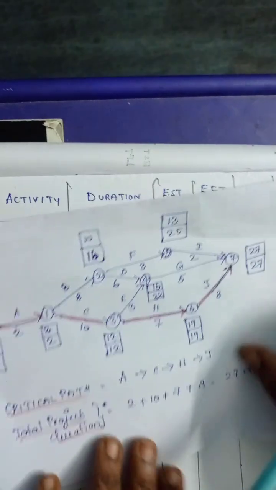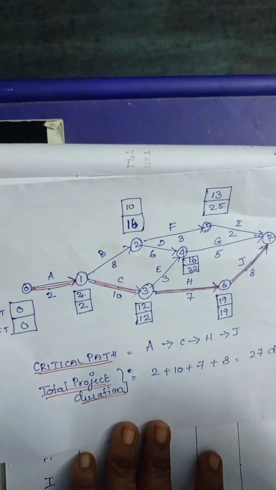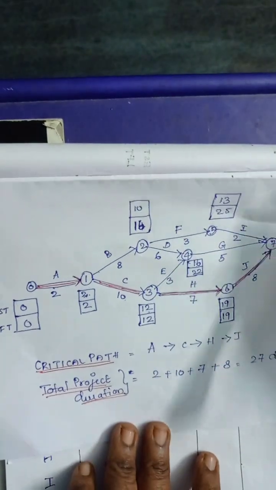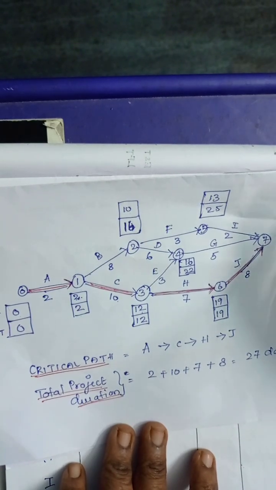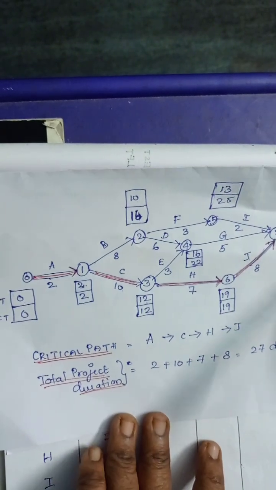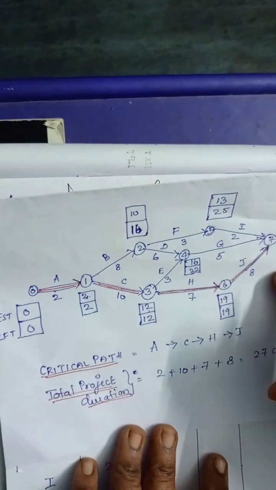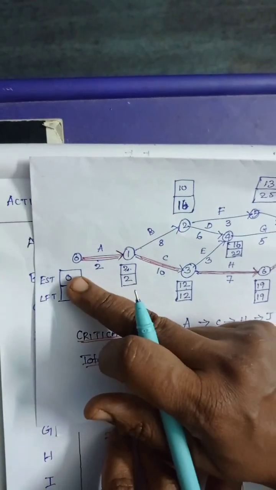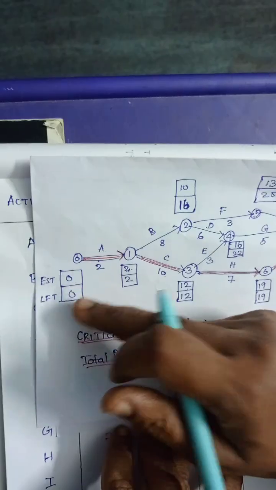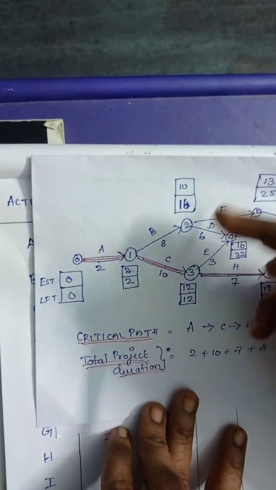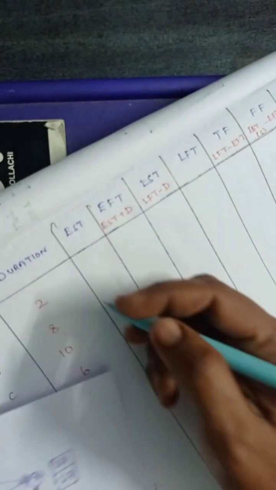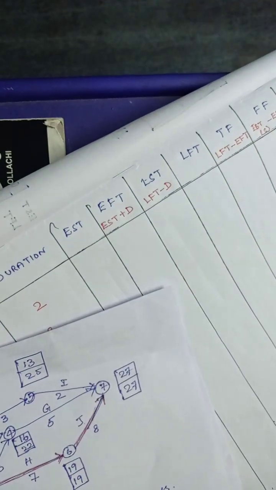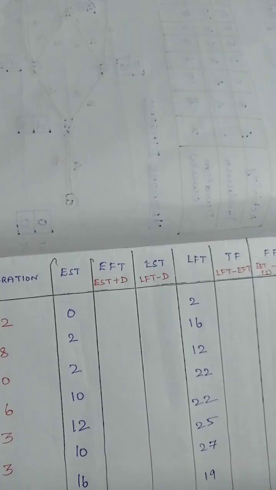Next, using this network diagram we have to calculate the total float, free float, independent float and interference float. Using this network diagram we have calculated this EST and LFT. This you have to enter into the table first. After that we can calculate other things. So first one is EST. EST for this particular project is 0.